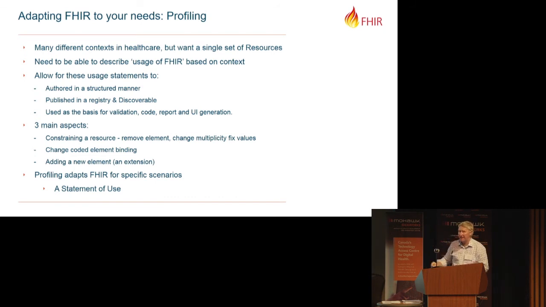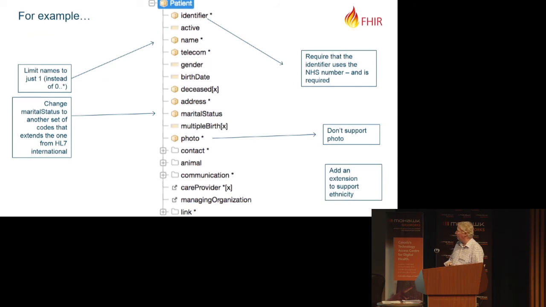There are three main aspects to profiling: constraining a resource, taking something out; changing the binding, putting in a different value set, so marital status in New Zealand probably has a different set of codes to marital status in Canada; and adding in a new element. Profiling is very much a statement of use, and the previous speaker told us a lot about what profiles actually are. Profiling is a really important part of where FHIR is going. Here's an example of the sort of things you might do with a resource: limit a name to just a single name, change the marital status as I said before, and for identifiers, add accessions, and so forth.